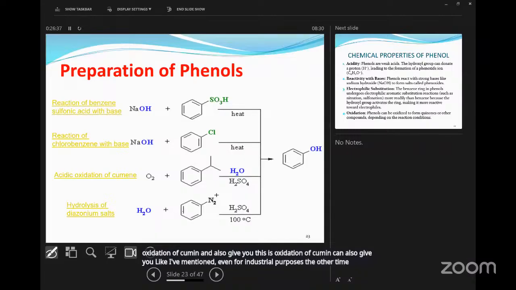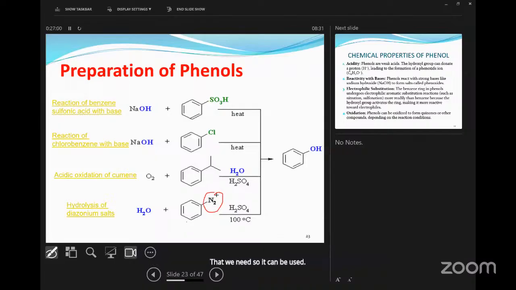And then the hydroxylation of the diazonium salt. This diazonium salt that you get is a very good leaving group, this N2 plus. In fact, you can use it to prepare so many substituted benzenes because it can easily leave and any substituent can come in. But this time around, it is OH that we need. It's a very useful reagent. It occurs in the presence of sulfuric acid at 100 degrees.